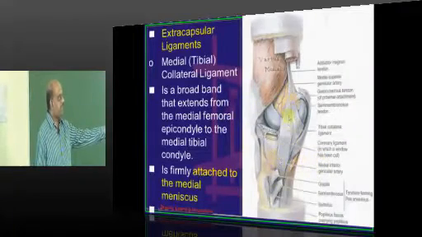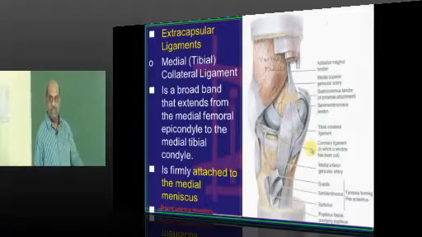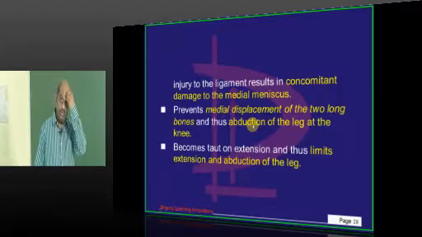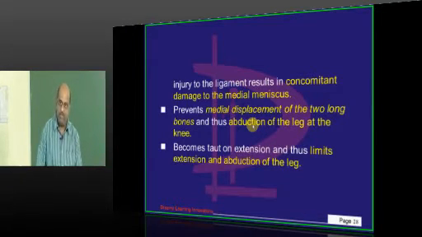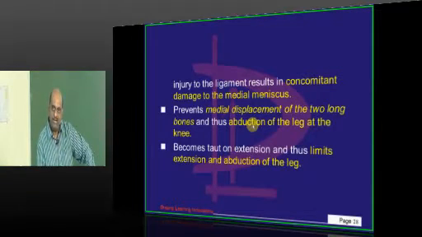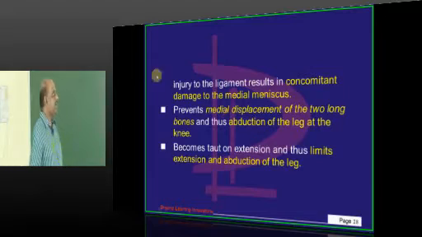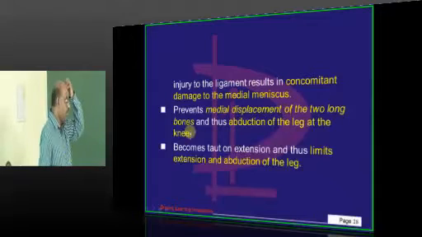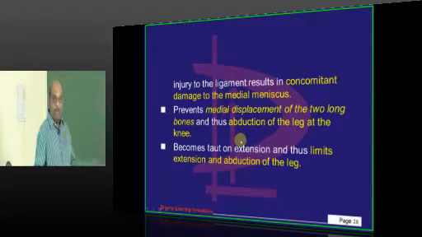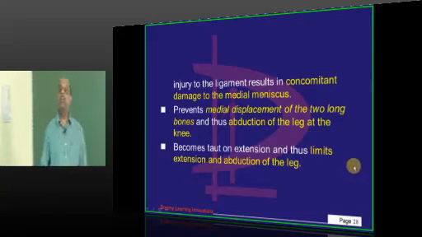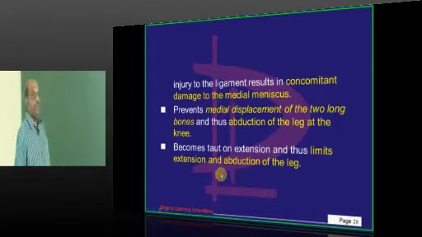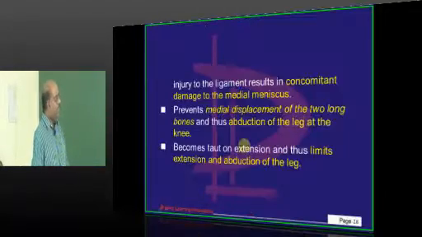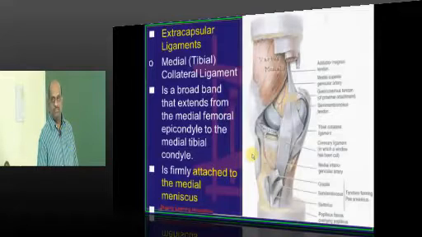Then what is the purpose of this tibial collateral ligament? What is it basically doing? The medial displacement, the tibia and femur both want to give up medially. That is prevented by this medial collateral ligament. The medial displacement of the two long bones, and thus the abduction of the leg at the knee, is being prevented. And it becomes very taut during extension and limits the abduction and extension of the leg.